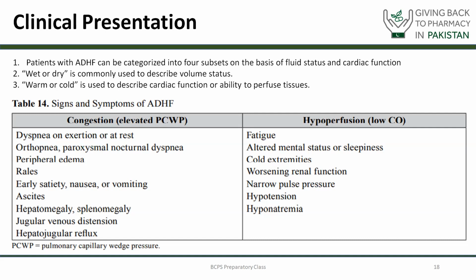Orthopnea, paroxysmal nocturnal dyspnea, peripheral edema, rales, early satiety, nausea, vomiting. Basically, your visceral parts are also getting supply from the cardiac output. If there is already too much volume and they are not getting a fresh supply of blood and it's not circulated, you will not feel hungry, and they will not perform well. Ascites, where fluid accumulates in the belly, hepatomegaly, splenomegaly, jugular vein distension, hepatojugular reflex. These are all due to the congestion, the extra volume in the body.